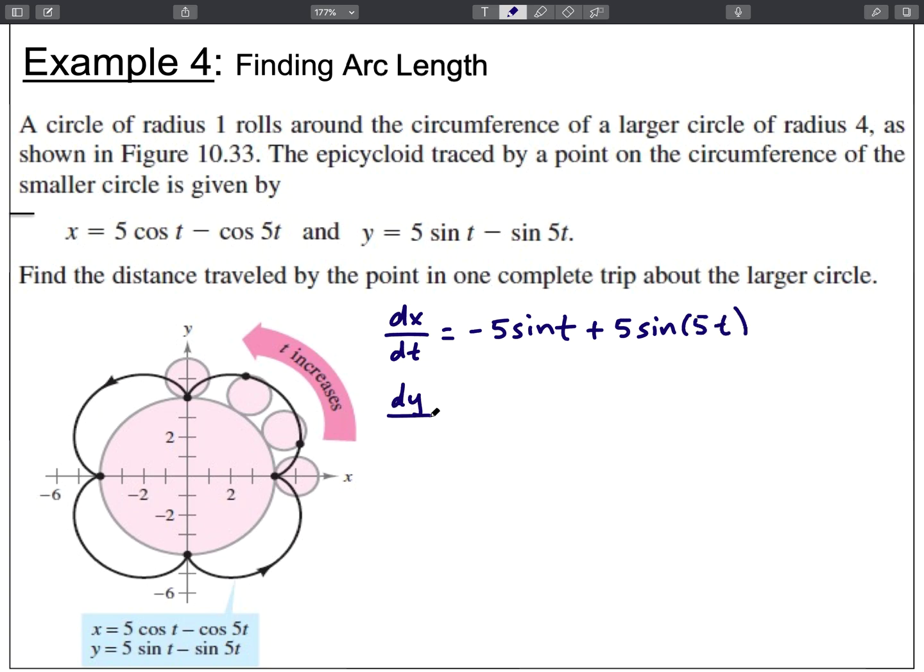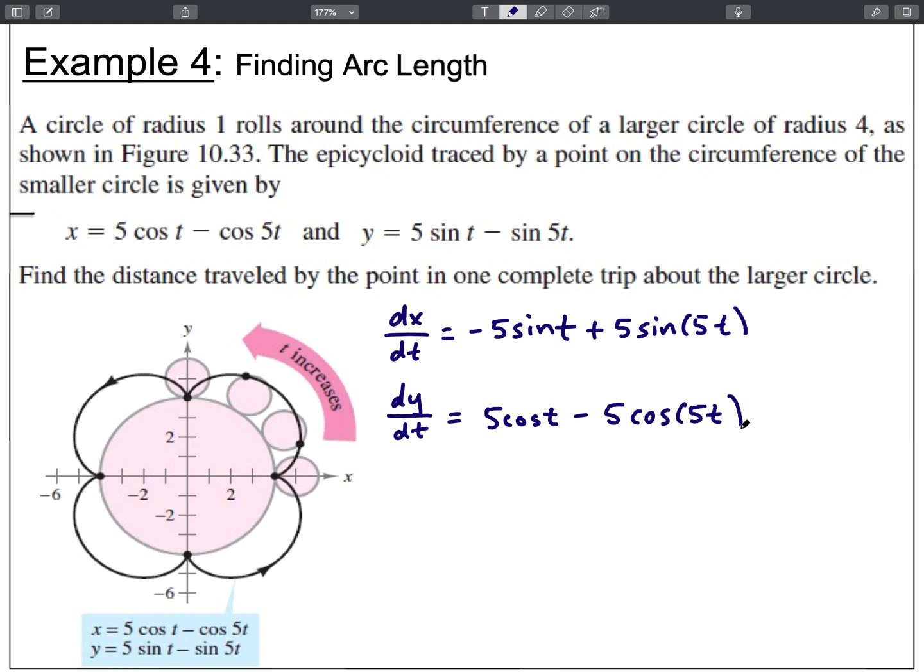We can take the derivative of y with respect to time as well. So what about the derivative of the y component? Well, the derivative of 5 sine of t is just going to be 5 cosine of t. Again, if we try to take the derivative of sine of 5t, I'm going to run into chain rule. I know the derivative of sine is cosine, and then the derivative of the inside function is going to be 5. So this is going to be minus 5 cosine of 5t.